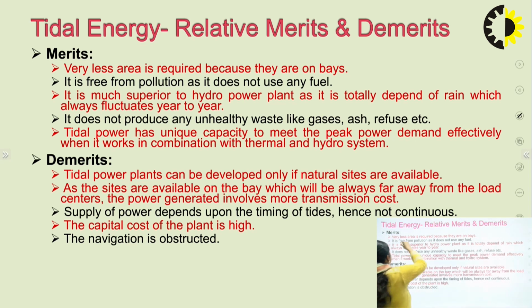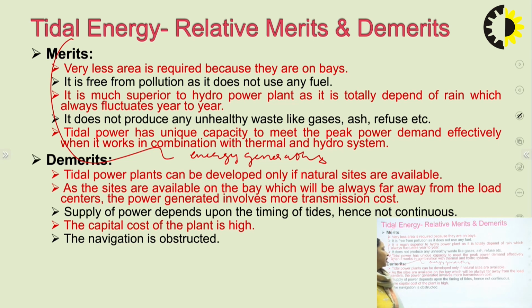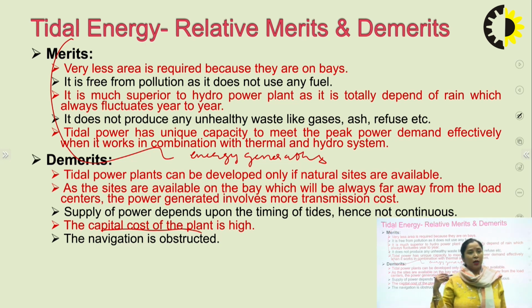So it is the potential energy generation thing. A tidal power plant can be developed on natural sites only, since there should be an ocean near it, then it can be generated. The capital cost of the plant is very high, and the sites which are available on the bay and the load centers are far away, so the power generated gets lost. So there is a lot of energy loss during this process.